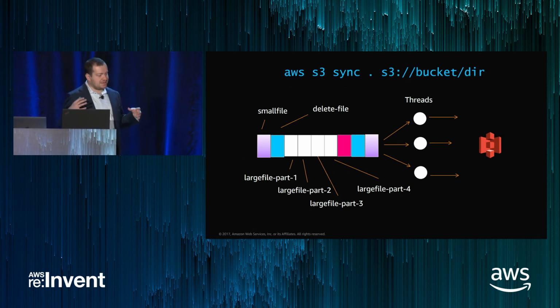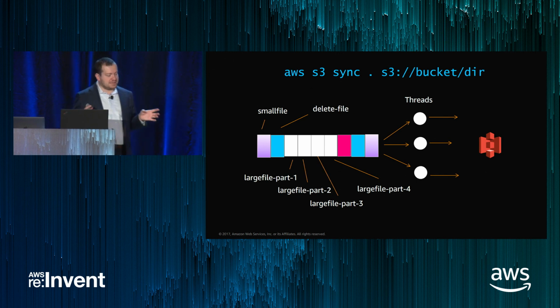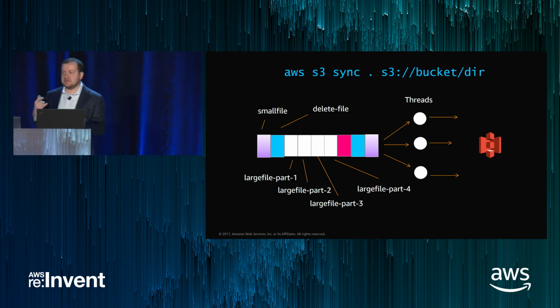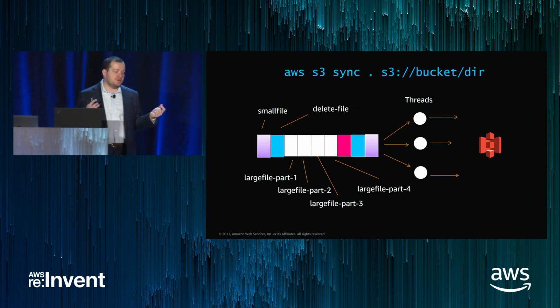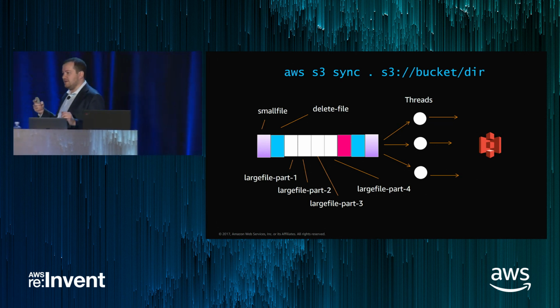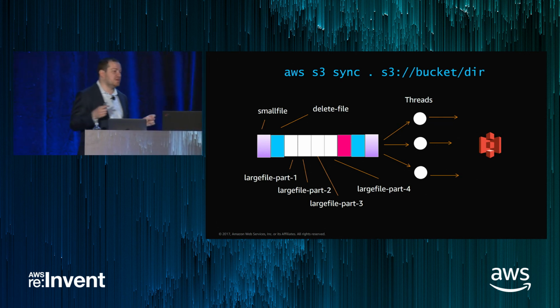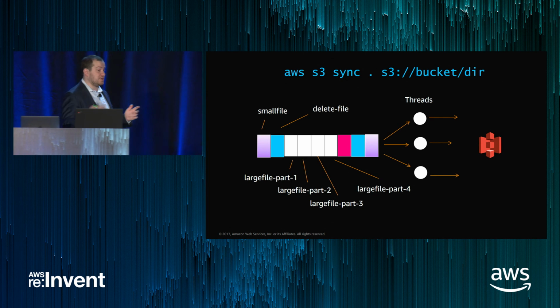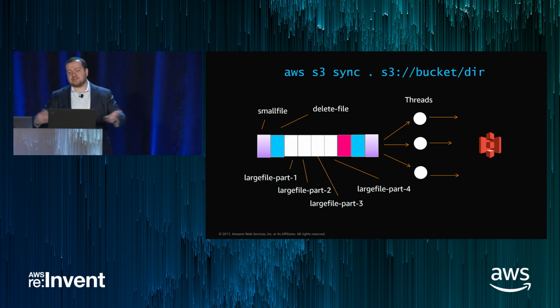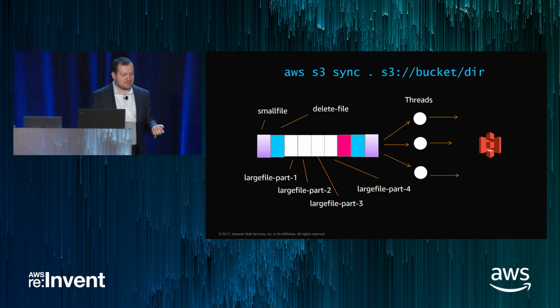So it's automatically going to break up large files into different parts. It is going to know, okay, this is a small file, I can just upload it in one part. It's also going to know, if you specify that option, that this file doesn't exist locally anymore but still exists in my S3 bucket, so I'm actually going to delete it out of my S3 bucket because this is a sync. It figures all that stuff out automatically, just like rsync does.